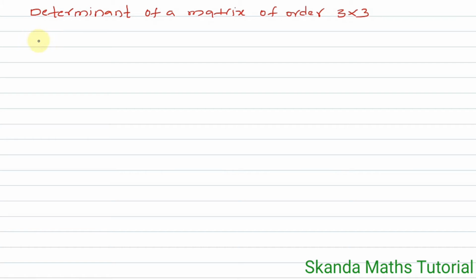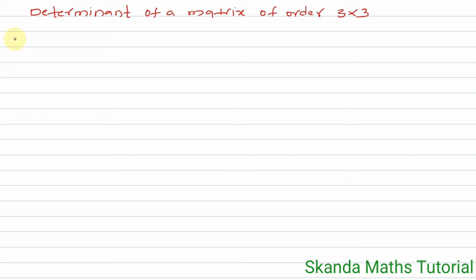Hi, hello everybody. Today we are going to discuss the determinant of a matrix of order 3 by 3. In our previous class we discussed the determinant of 2 by 2 matrices and the determinant of order 1 matrices. Now we are going to find the determinant of 3 by 3, that is, determinant of order 3 matrices.